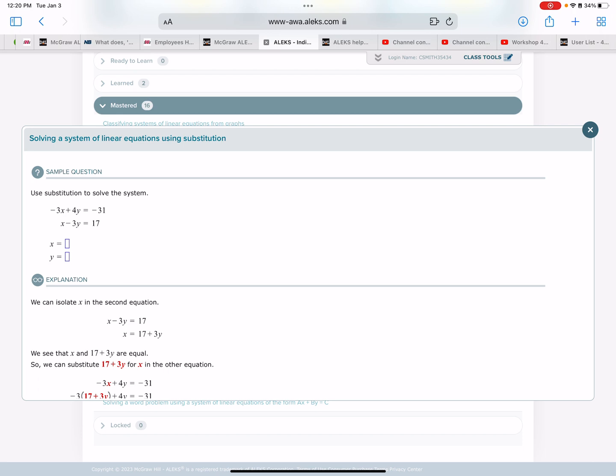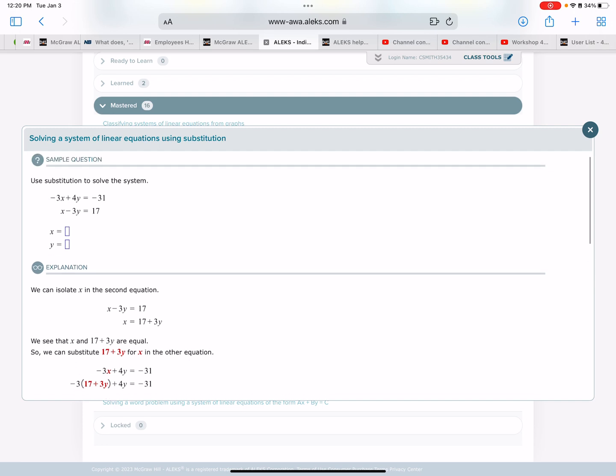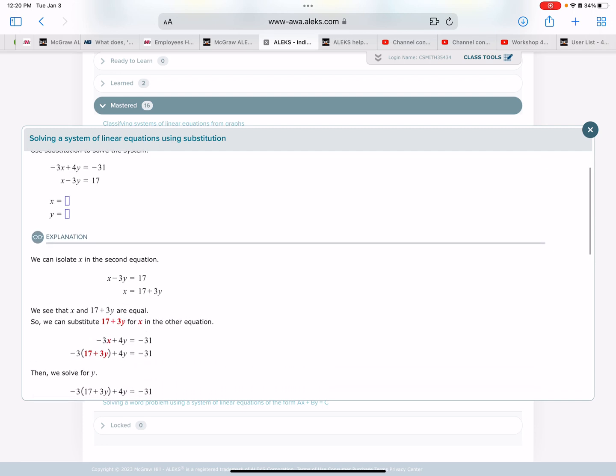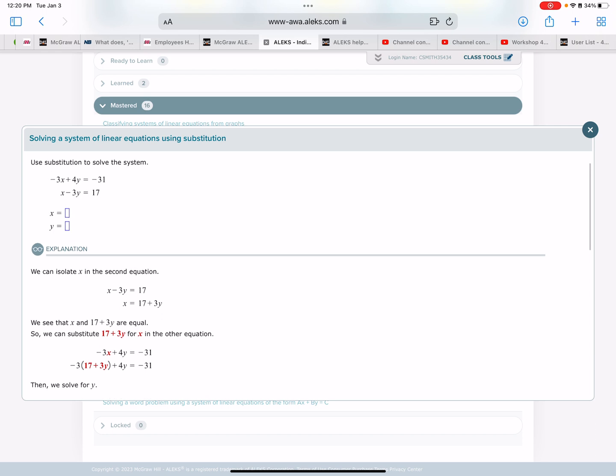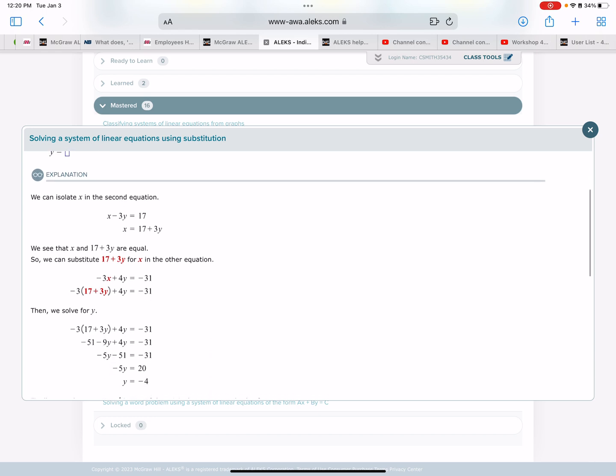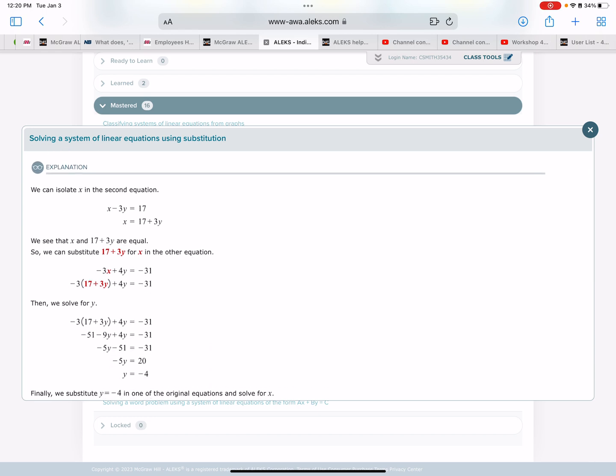Okay, substitution. You've actually done substitution a couple different times already in my lesson here. What you're going to do for substitution is make the easiest choice you can to solve for x or for y and then put it into the other equation. So we're going to isolate. I would do the bottom one for x because it looks like it's the easiest to get by itself. So that's exactly what the publisher does here, adding 3y to the other side. And I get 17 plus 3y is equal to x.